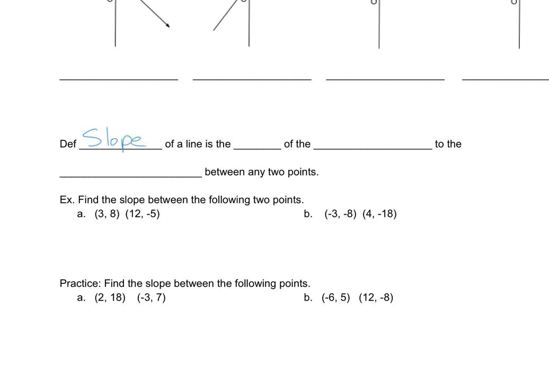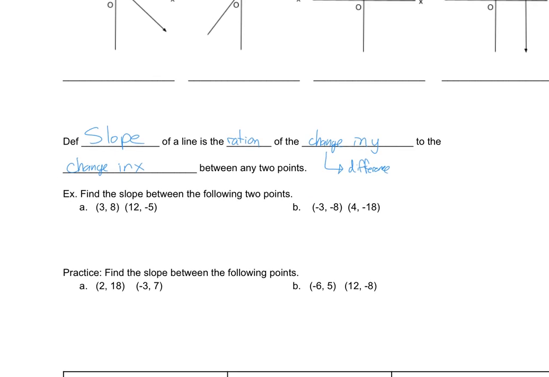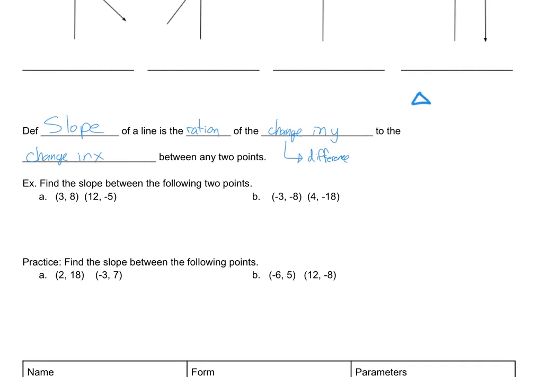The slope of a line is the ratio of the change in y to the change in x between any 2 points. Now, when I say change, we can think of this as difference or subtraction. So oftentimes we'll see this as delta y over delta x. In math, delta, which is a Greek letter, means difference, how it changes.